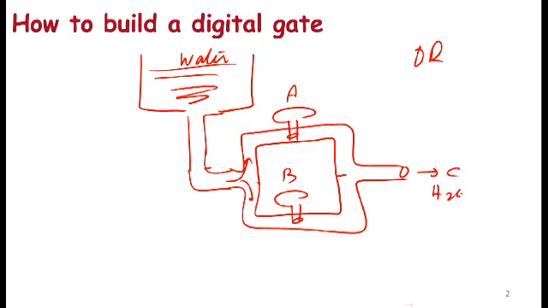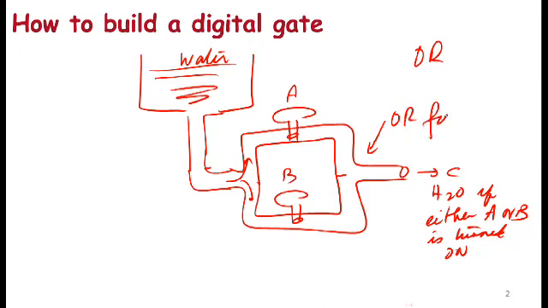So in this case, what do you see? C has water if either A or B is turned on. So this is an OR function. If I turn either of the taps or faucets on, then my output has water.